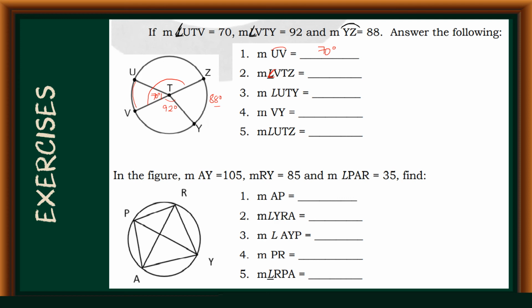Dito tayo magsimula. Kung ito ay 88, that means this one is also 88. And according to the theorem, the sum of all the central angles with no common interior point ay 360 degrees. So if we have 88 and 92 and 70, yun ay 250 na. So ano pa yung nawawala? This one. So that is 360 minus 250. We have 110 degrees. And that means from here to here, we have 180 degrees.